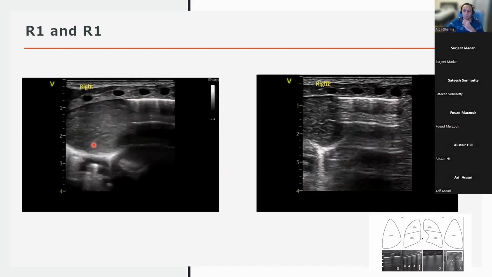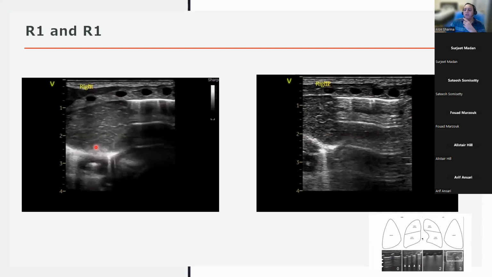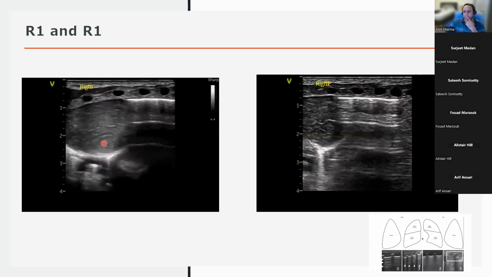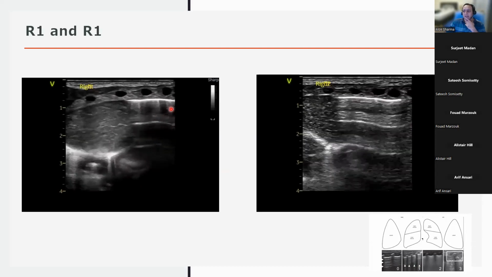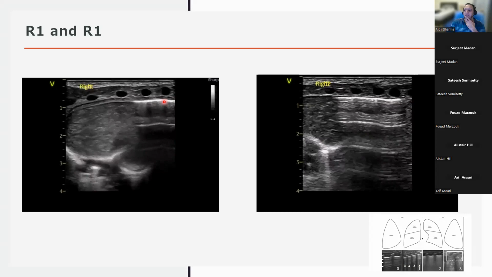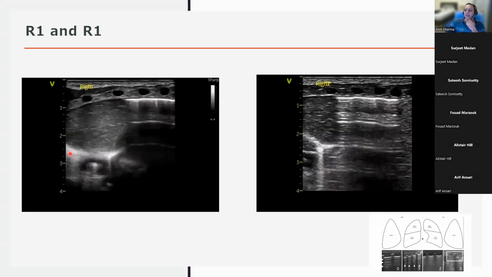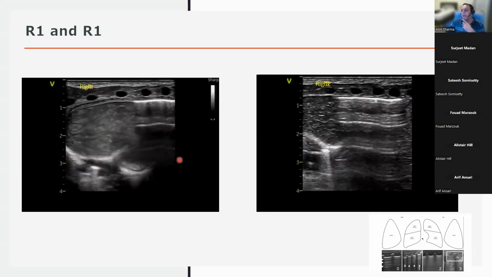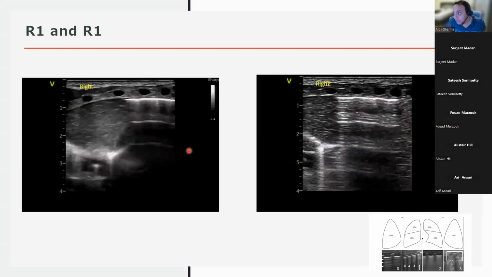Now, can anybody comment on the quality of this image, please? There is dropout at the lower area. Very good. What kind of frequency do you think I'm using? A higher frequency. You're right. That's why I'm getting such a nice pleural line and really nice comet tails, but I'm losing the deeper part of the lung. This is an example of image optimization using my GE machine.